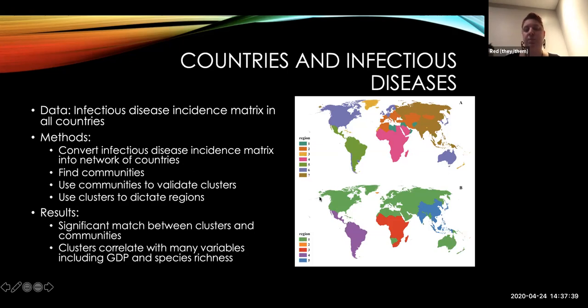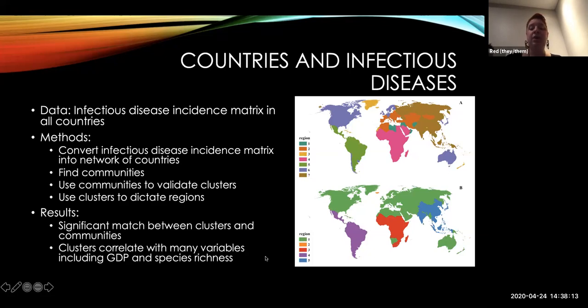Each of these colors are based on regions that came from community detection. And we were able to find a very significant match between the clusters and the communities. When I say clusters, we also did clustering on this bacterial or infectious disease incidence matrix and compared the clusters that we got from clustering to the communities that we got from community detection.